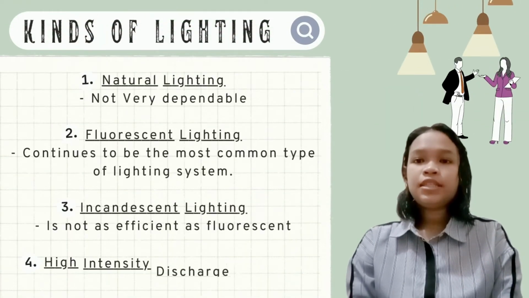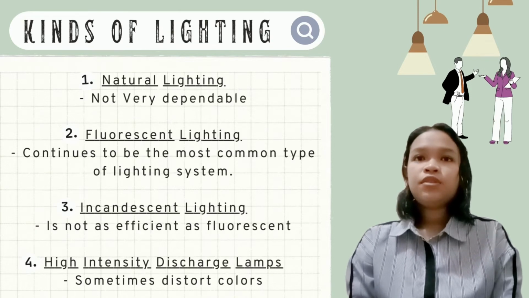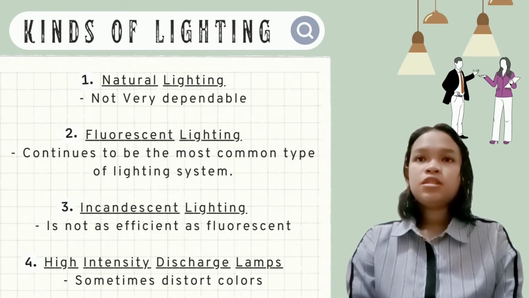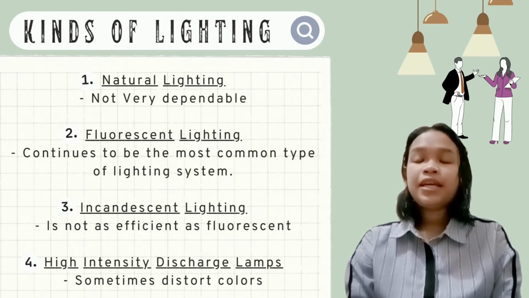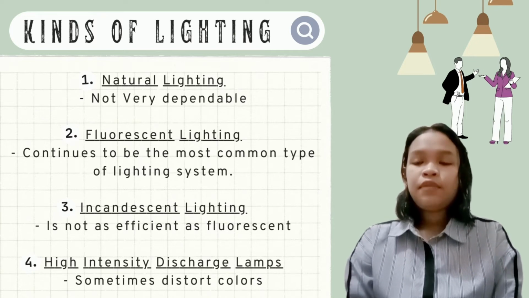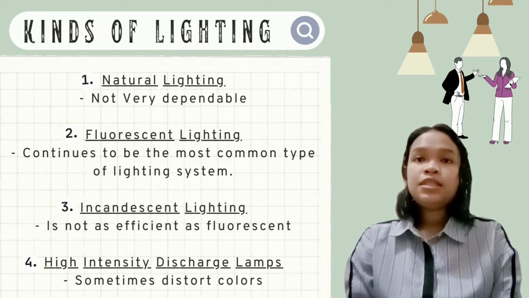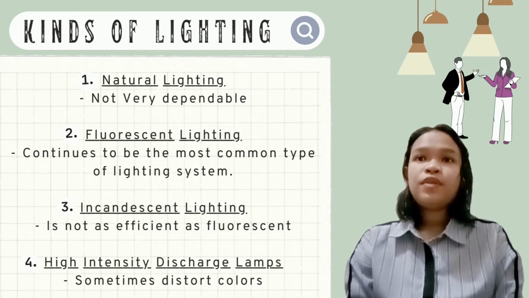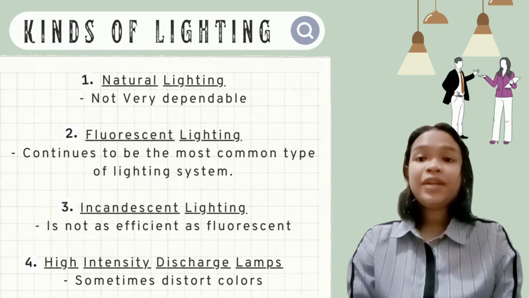Kinds of lighting. First is natural. Natural is not very dependable because the most preferred lighting is bright lighting. Second is fluorescent. It continues to be the most common type of lighting in the office system because this lighting is very safe, so it can save the company money in the long term.